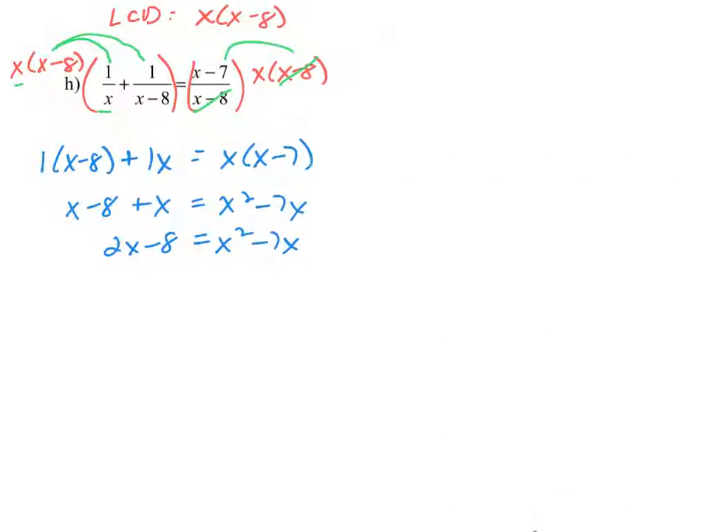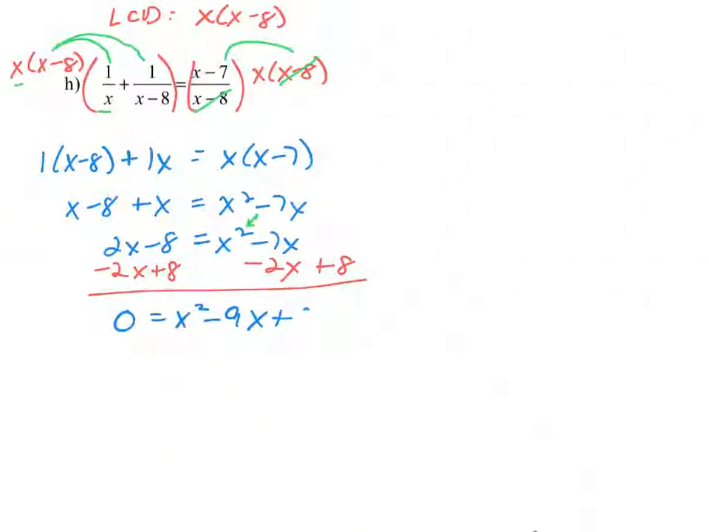I notice that this is an x to the second power, so this is a quadratic equation. We want to solve it by setting it equal to 0. So we're going to subtract 2x from both sides, and I'm going to add 8 to both sides of the equation so that we can end up with a 0 on the left side and use the zero factor property to solve the quadratic equation. We get 0 equals x squared minus 9x plus 8.